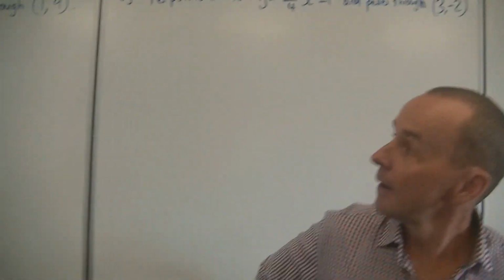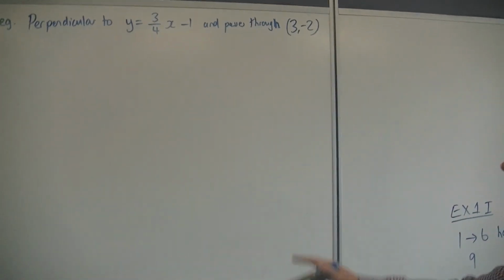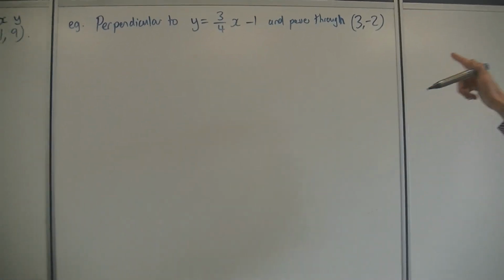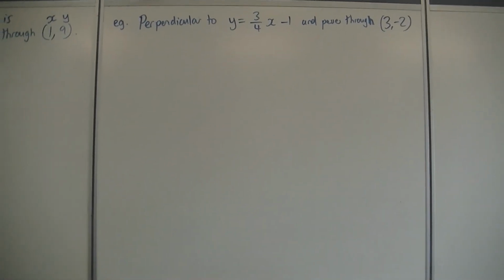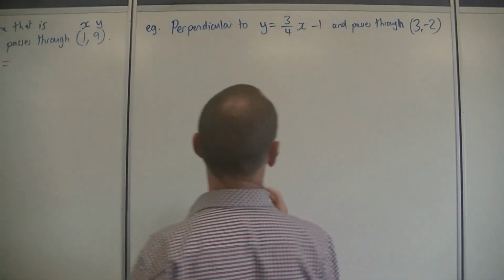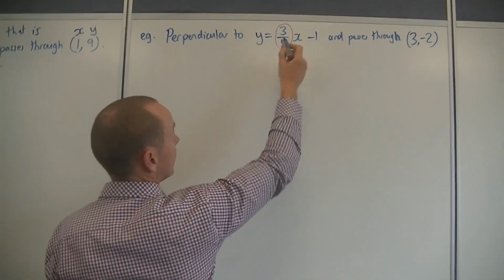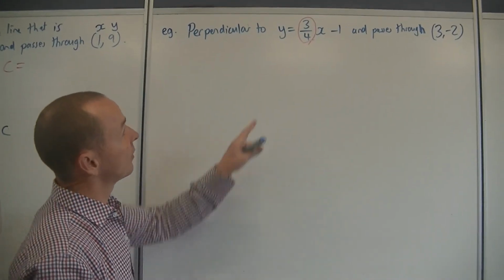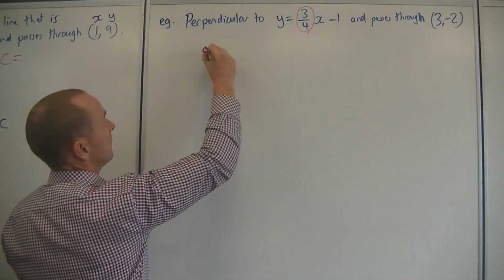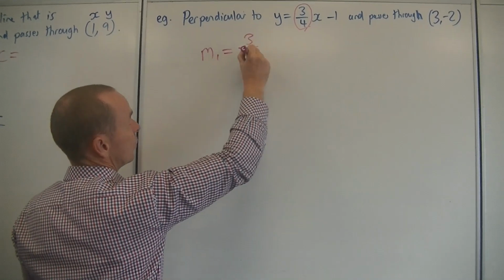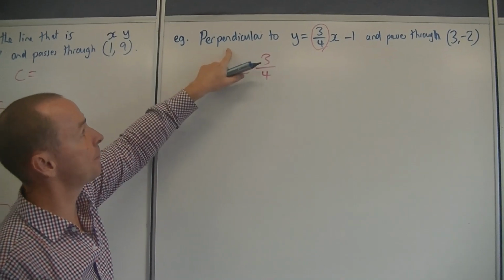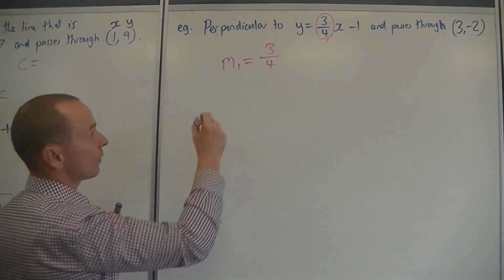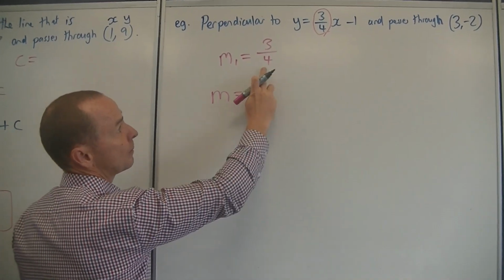Alright, it says, find the equation of the line that is perpendicular to this equation and passes through the point (3, -2). So again, the only thing we care about in this equation is the gradient. The gradient of that equation is 3/4. I'll write it down here. m1 is 3/4. But the gradient that we want is perpendicular to that.